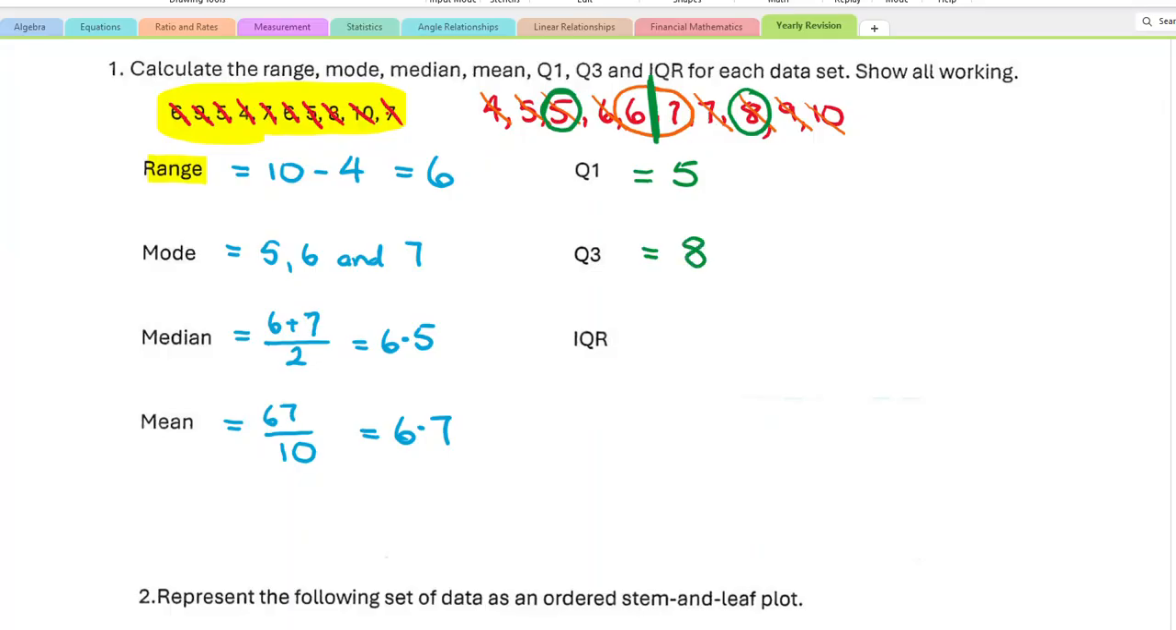IQR stands for interquartile range, and that is subtracting Q3 minus Q1. So 8 take away 5 means the interquartile range is 3.